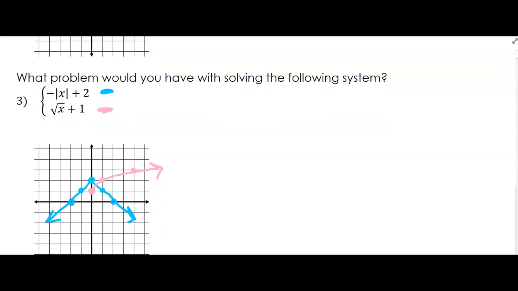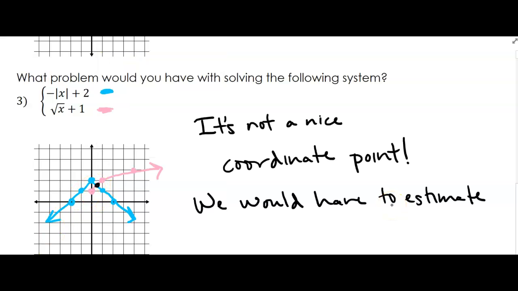Let's say we have an example like we see here. What problem would we have with solving the following system? We can see the graph here. We would know how to graph these by hand. I'm looking at my point of intersection. What problem will we have with trying to come up with our exact solution? As you're trying to find the solution to this system, you would realize that it is not at a nice coordinate point. It's somewhere in the middle of an x value between 0 and 1, and a y value between 1 and 2. We would have to estimate. We have no idea what the exact value of that is if we were just looking at the graph.